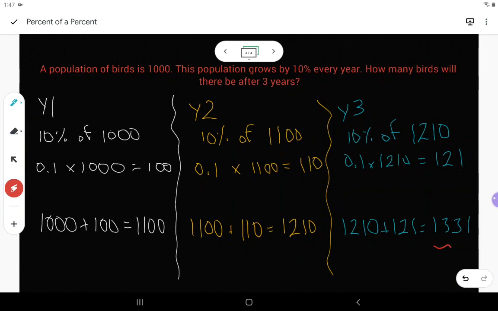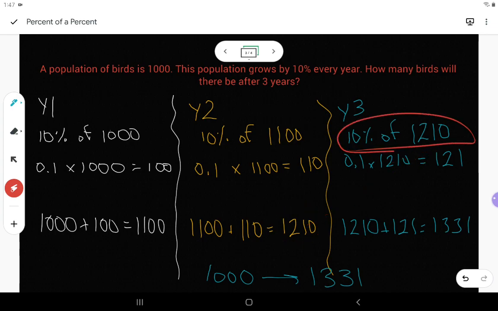My original population has gone from 1,000 to 1,331. I have 31 more birds than I thought I maybe would have. And that's because my percent increase each year increases upon an increase that has already happened. So this number gets 10% bigger, and then the 10% bigger number gets 10% bigger again. And then the number that got 10% bigger here, now 10% of that one. So the number keeps building on itself.